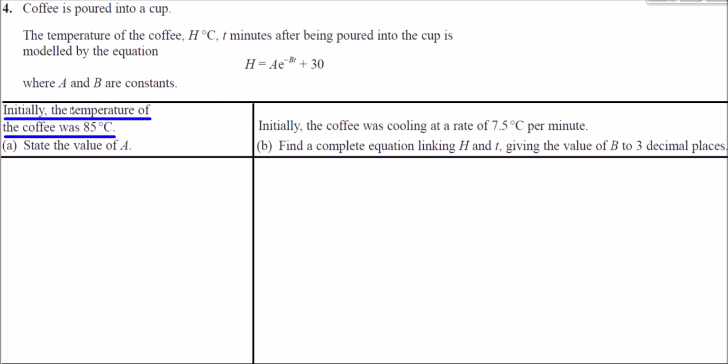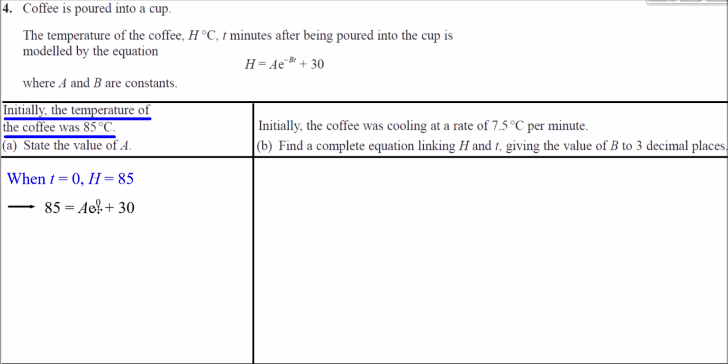So what does this mean? The word initially essentially is saying when the time is 0. So from the off, when t equals 0, H, the temperature, must be 85. So this is our way in. If we make the substitution, we can work out what A is going to be. And so H becomes 85. We get A e to the 0 plus 30, because when the time is 0, minus b times 0 just becomes 0. That's why it becomes 0 here.